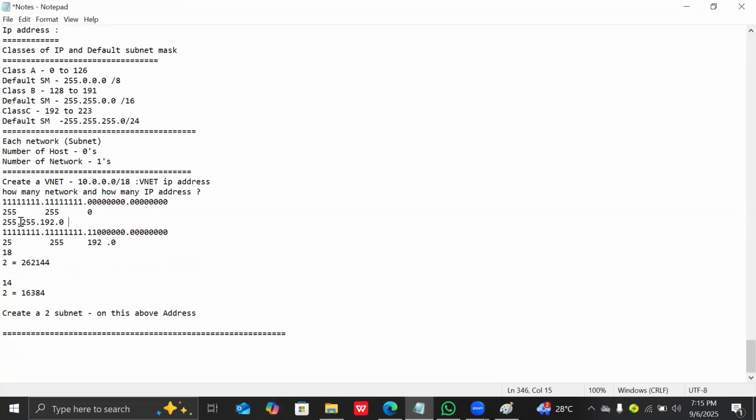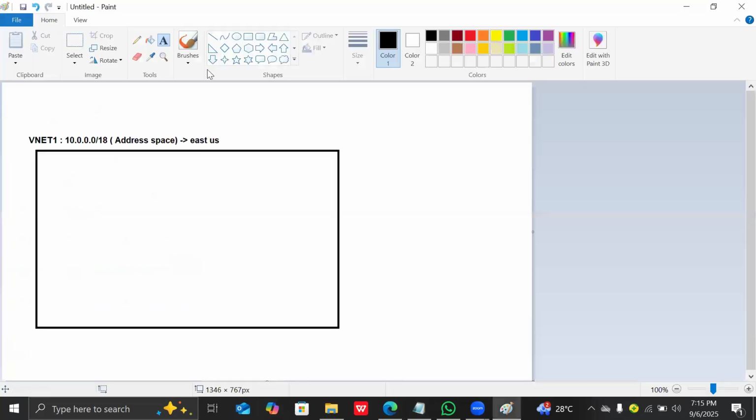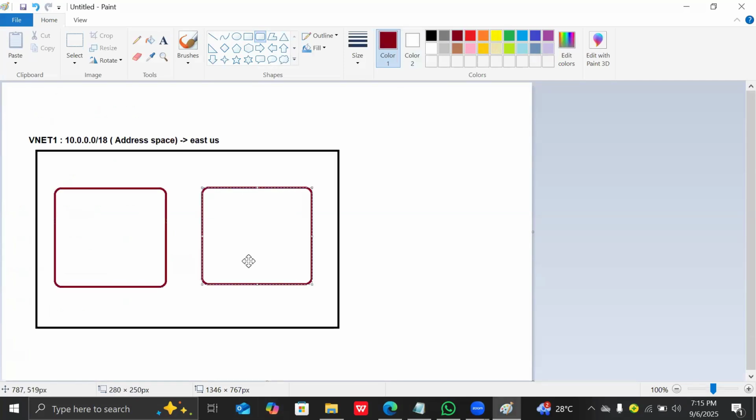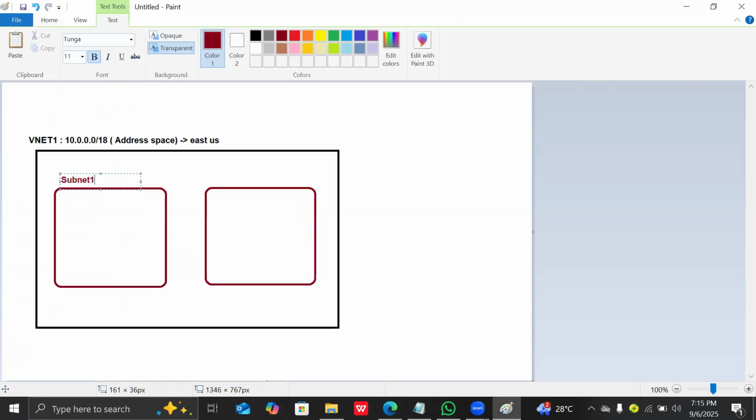The subnet name must be provided for creating the two subnets: subnet 1 and subnet 2. You can provide these names from the lab point of view. In production, they might give you specific subnet names depending on the location, service, and applications, following a naming convention. Here you can create subnet 1 and subnet 2.